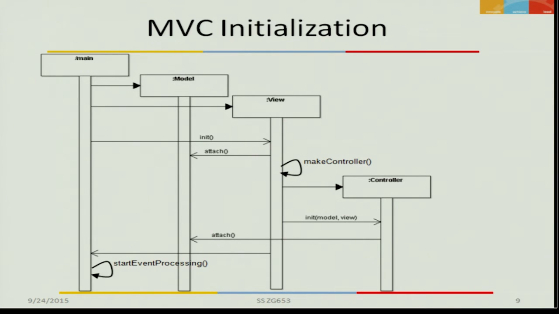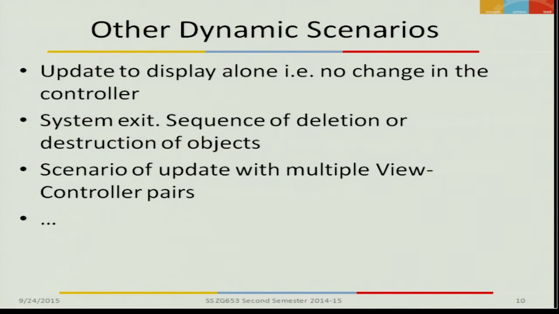Then main program basically starts the event processing, and that might go in a loop. In fact, that could be an infinite loop. It will wait for an event to come, and then it will invoke the controller. There are other scenarios where one may need to update the display only, with no change in the data. In that case, one could basically short circuit it, and all three elements, model, view and controller, are not required. When just updating the display is required, then controller can directly call the view.